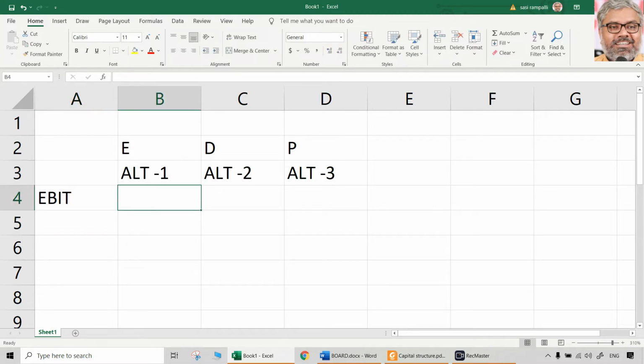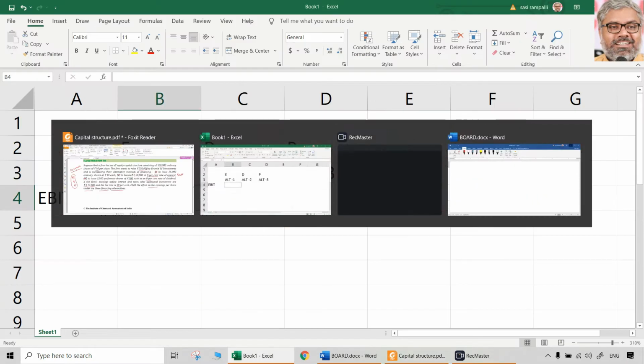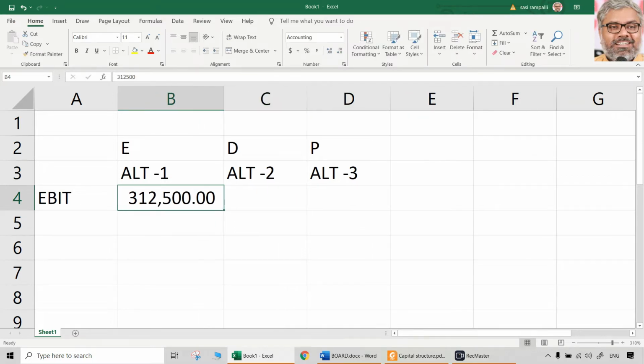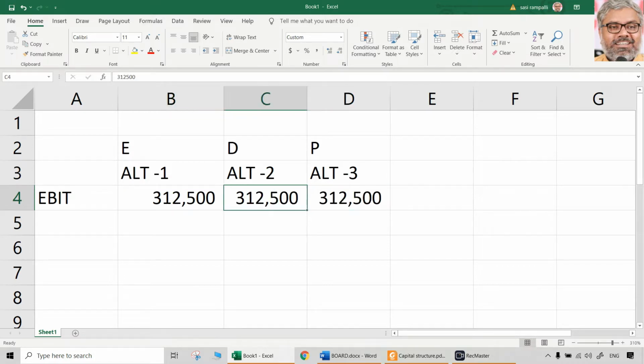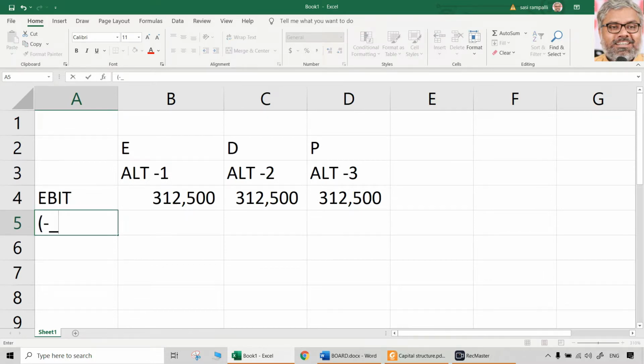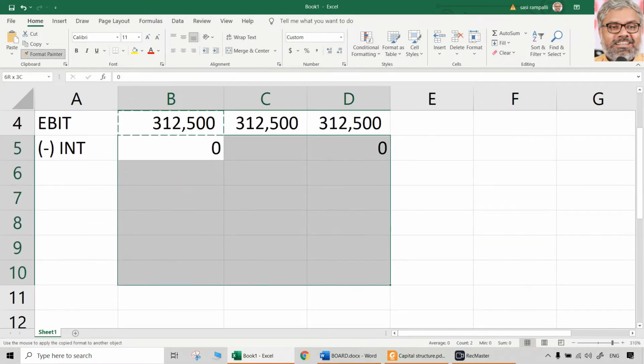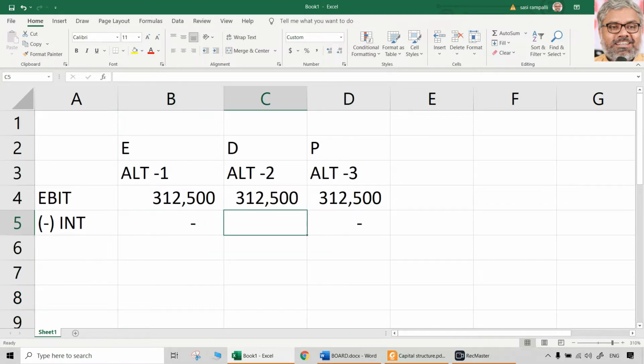How much is going to be EBIT? That will be same. That is going to be 3,12,500 only. In any of the financing alternatives, it will not have impact on the operating income. Operating income is still the same, 3,12,500. But only in one alternative there is interest. Which alternative? That is debt alternative. In equity alternative and preference alternative, there is no interest. Only in debt alternative, there will be interest.